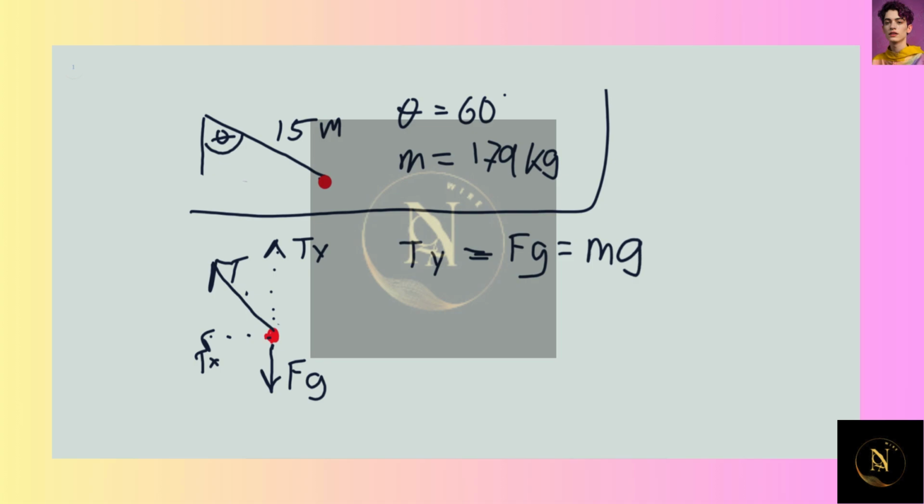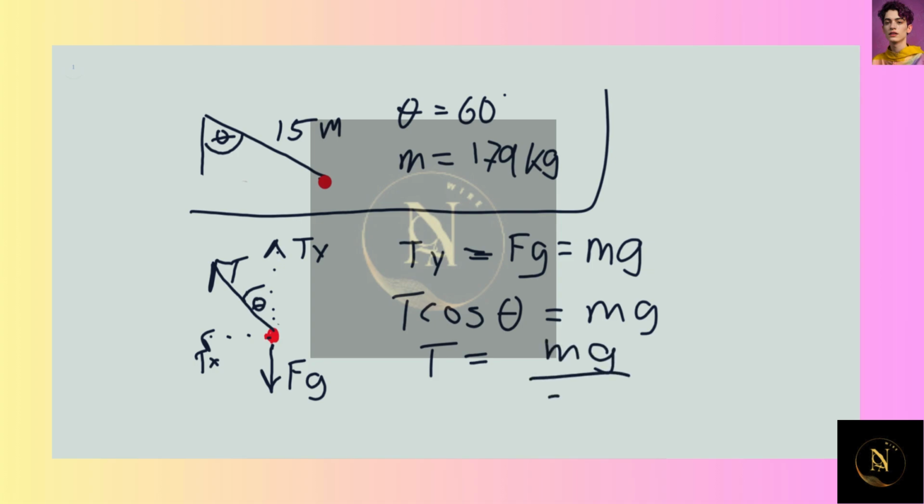Now, when we look at our drawing, we can also see that our tension must be equal to the cosine of our angle theta between our seat and the vertical. So T cosine theta equals mg, and T is mg over cos theta.